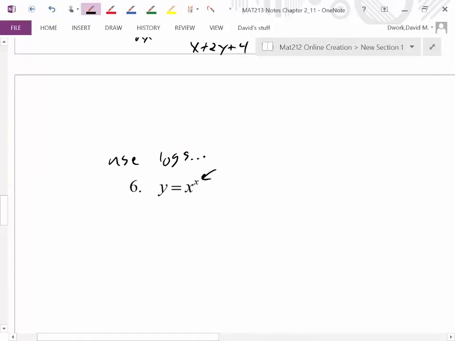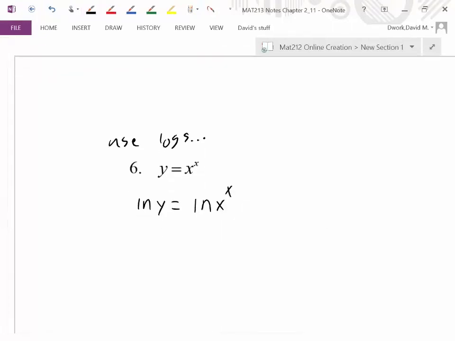Well, right now, what's causing the problem is I have a variable raised to a variable. So what I can do is just take the log of both sides. I'll use natural log since it's easier to work with. And now what you can see is I now have natural log of x raised to the x. So using log rule number 3, I can bring my exponent out to the front.